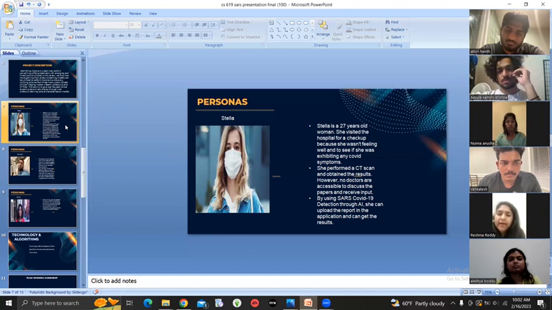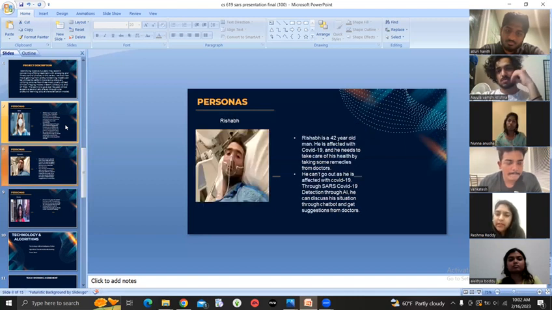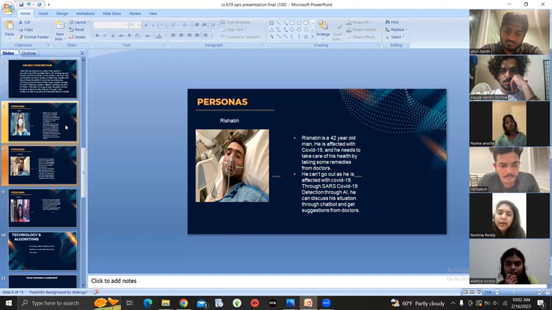So here we do have the second example. Rishabh is a 42-year-old man. He is affected with COVID-19 and he needs to take care of his health by taking some remedies from doctors. He cannot go out. Through SARS COVID-19 detection through AI, he can discuss his situation through a chatbot and get suggestions from a doctor.